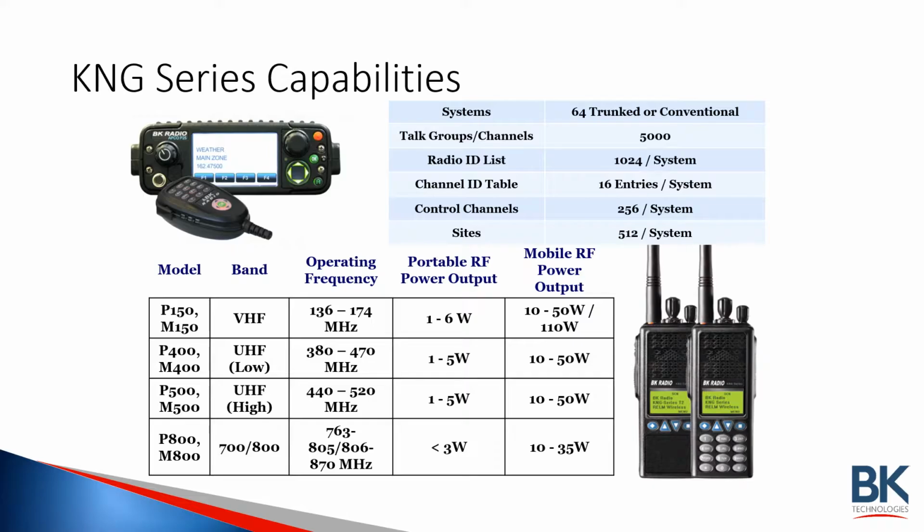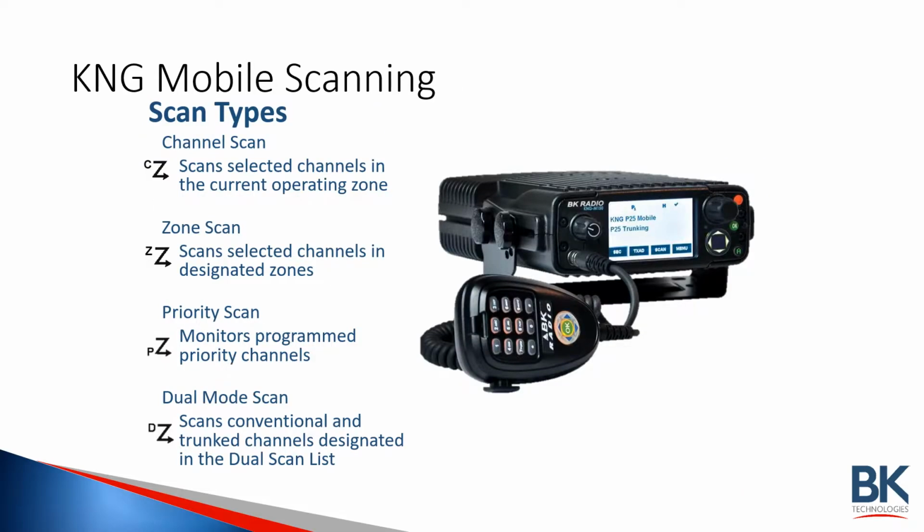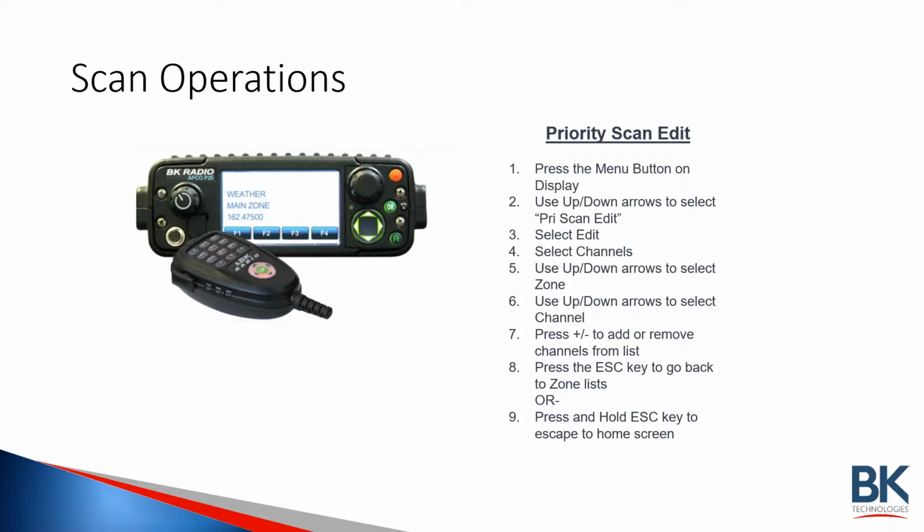Compliant with APCO Project 25 specifications, the KNG series assures uninterrupted interoperability across frequencies, different groups of responders, and variation in terrain. The KNG mobile radio can support multiple types of scanning, including basic channel and zone scan, priority scan, and dual mode scan. Scanning is turned on by adding it to a menu or touchscreen button.